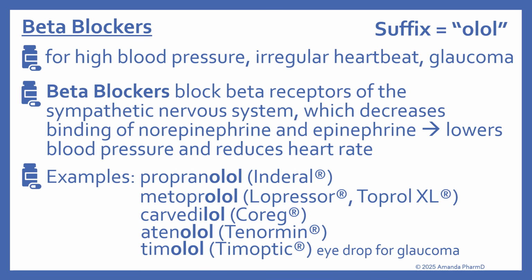Next are the beta blockers. These are for high blood pressure, irregular heartbeat, and also for glaucoma. The beta blockers block beta receptors of the sympathetic nervous system, which decreases the binding of norepinephrine and epinephrine. This lowers blood pressure and reduces heart rate, and also can reduce the pressure in the eye.